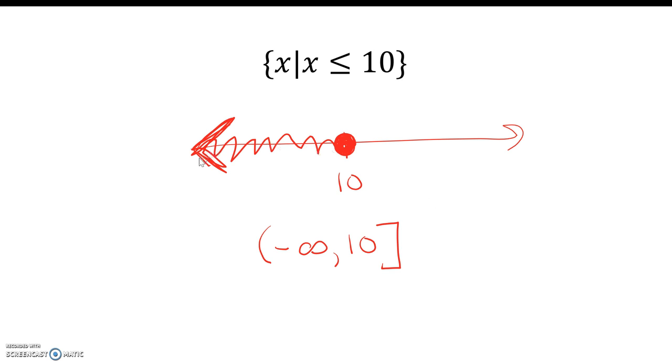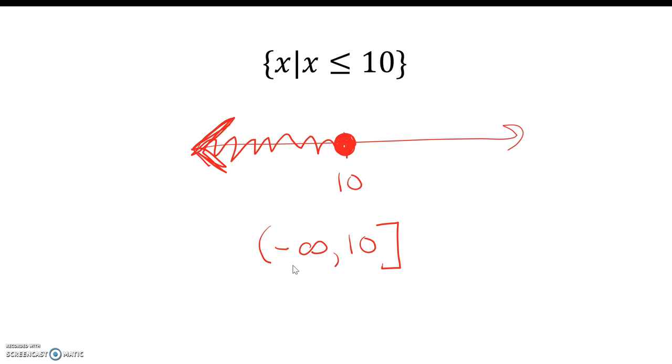Similar to the other ones, we'd be starting with the negative infinity. We have to use the parentheses because we can't include it because we don't know what number negative infinity is. But then because I have this closed dot on 10, because it's including it, I use the bracket to show that I'm including the 10. Had it been an open dot, I still would have used a parentheses, but the bracket is how we know in interval notation that we're including the 10.